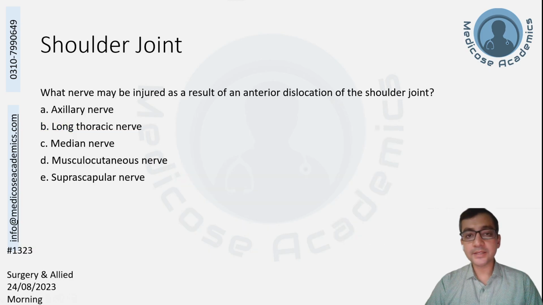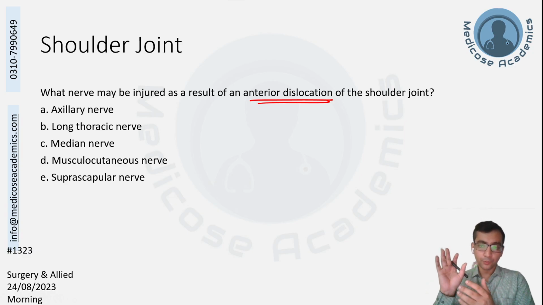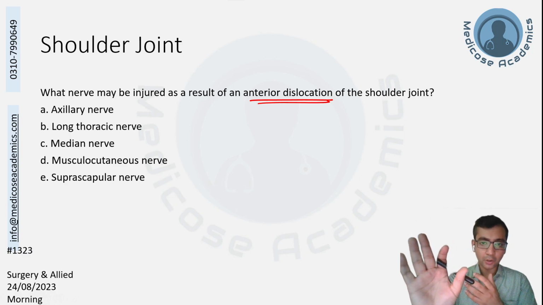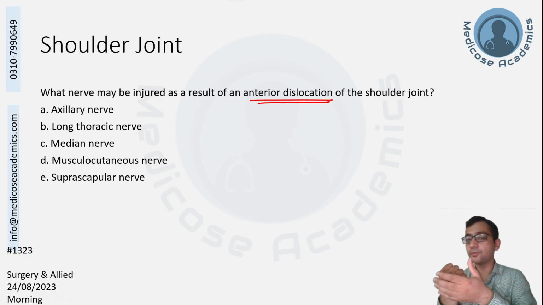Which nerve may be injured as a result of anterior dislocation of the shoulder joint? Before going into the answer, be very clear about understanding the anterior dislocation of the shoulder joint. The shoulder joint does not just move anteriorly to be called anterior dislocation. This is the head of the humerus. It's very securely placed within the capsule. It cannot just move front. That will lead to an excessive tearing of the capsule and the glenohumeral ligaments.